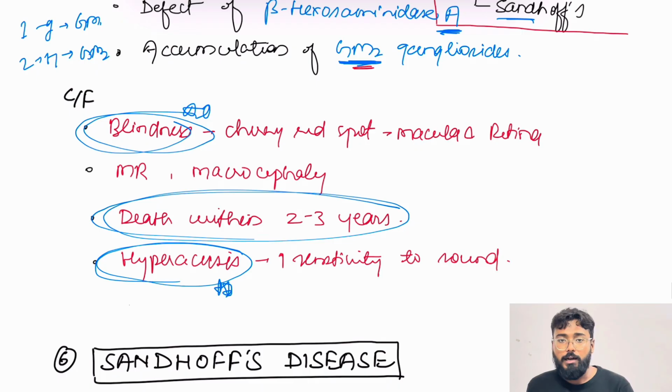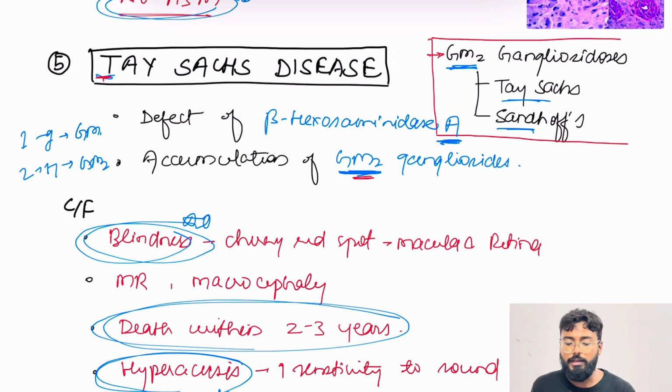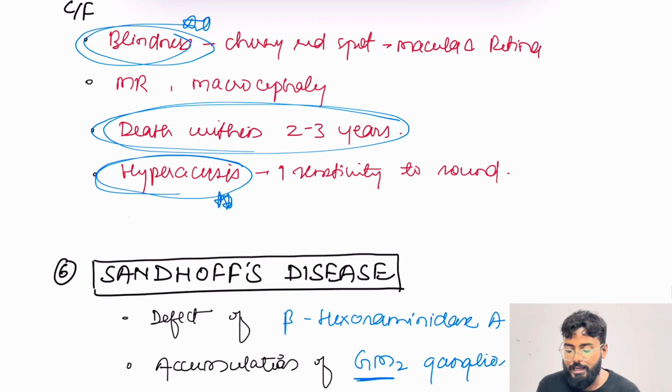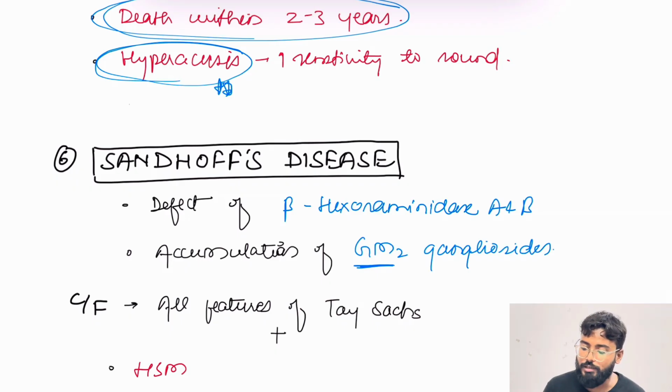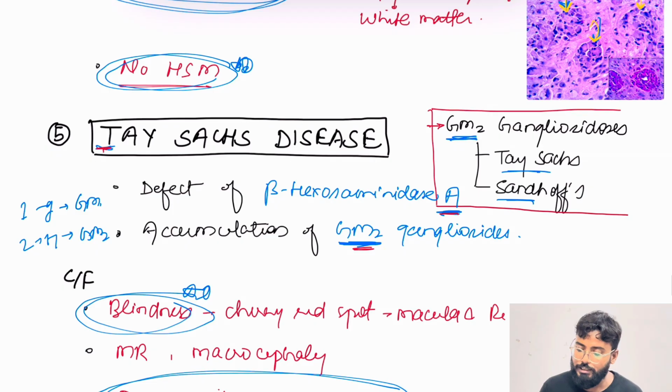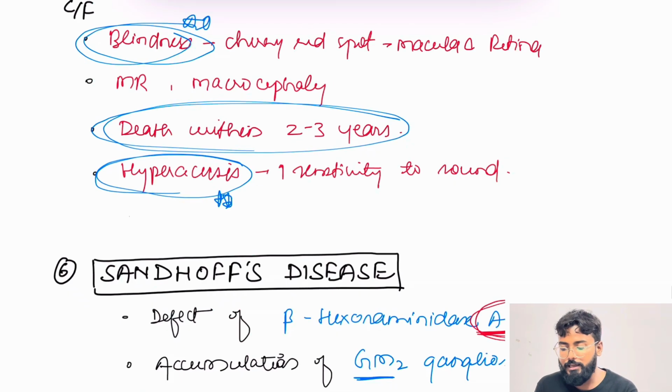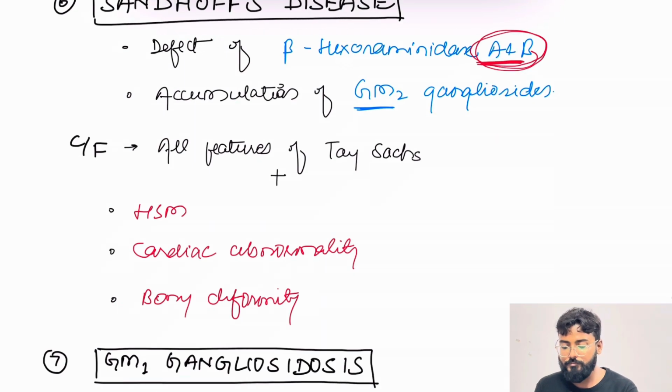So I told you, you can remember by pairing two diseases. Here you can pair Tay-Sachs and Sandhoff, that is your GM2 gangliosidosis. In both these cases there will be accumulation of GM2 gangliosides, but the enzyme that is defective in Tay-Sachs is your hexosaminidase A, and in case of Sandhoff, it is your hexosaminidase A and B both. Here it is only A, here it is A and B both.